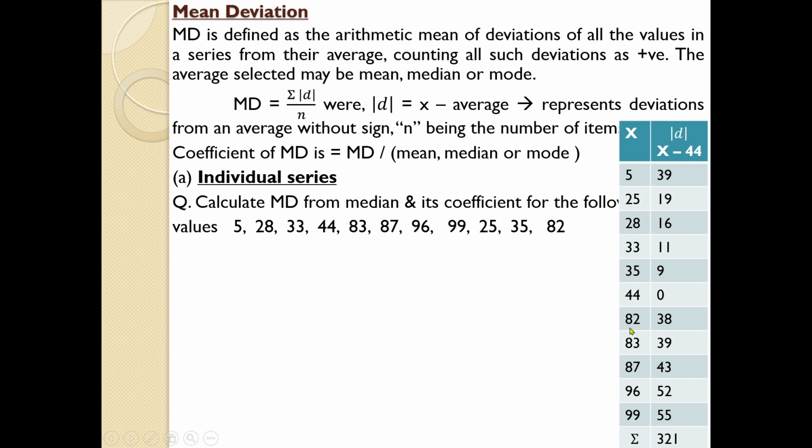Here I have arranged the same in ascending order. Next, in the equation it is given sigma signless d. D means deviation. Deviation can be computed by x minus average. In this situation we are using median. So the computation of median, I hope you know how to find median in case of an individual series.